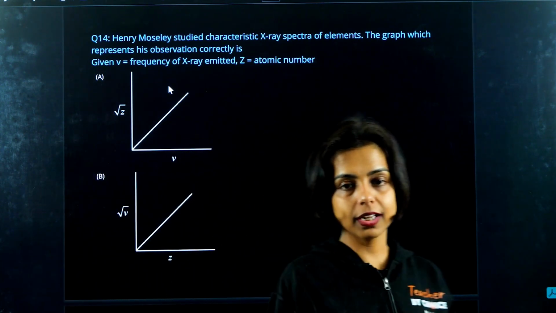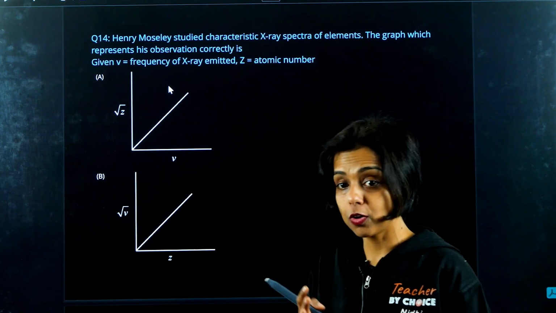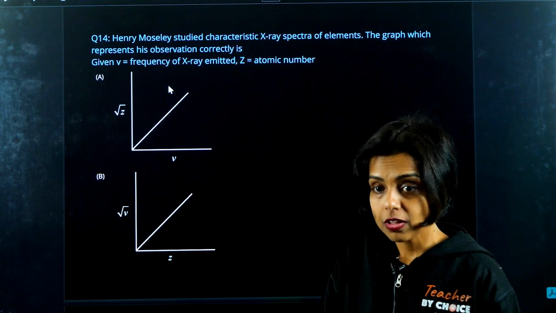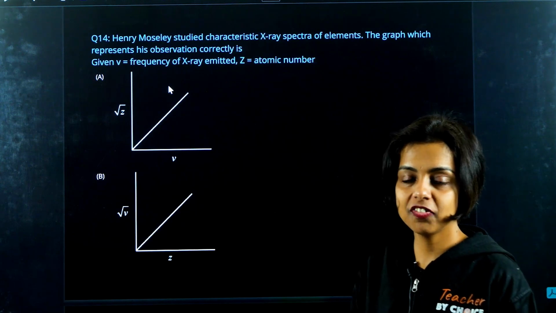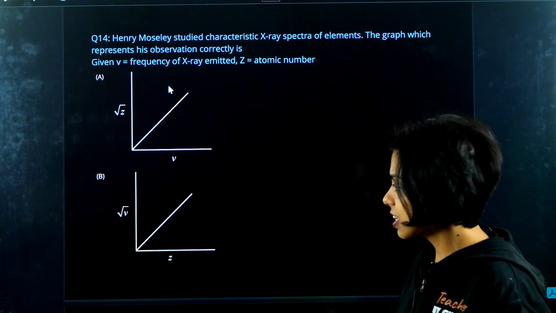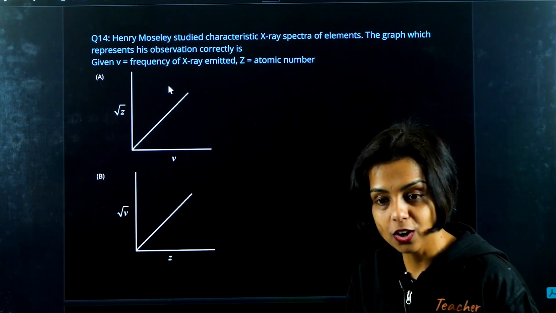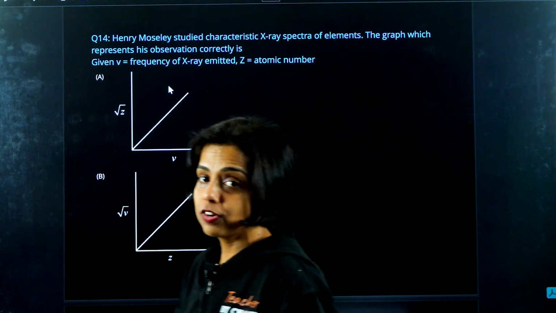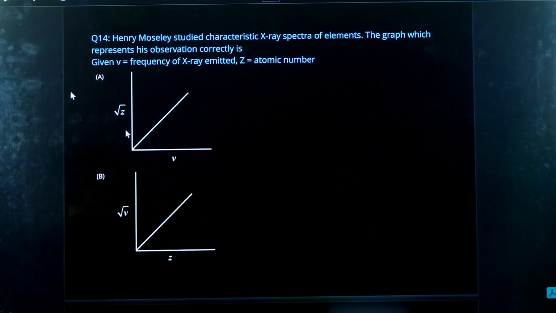So, he was doing the X-ray diffraction experiment in which he found the relation between atomic number and the frequency of the diffracted X-rays. So, what is the observation that he got? That atomic number is directly proportional to the square root of frequency. Very, very easy peasy, lemon squeezy. So, B is the answer.